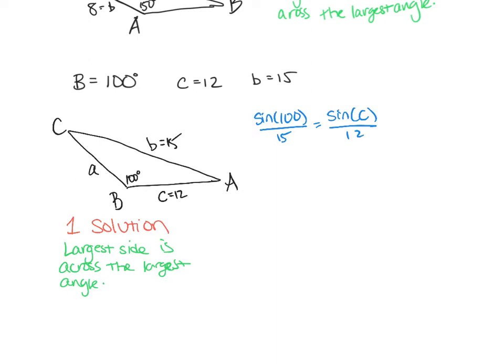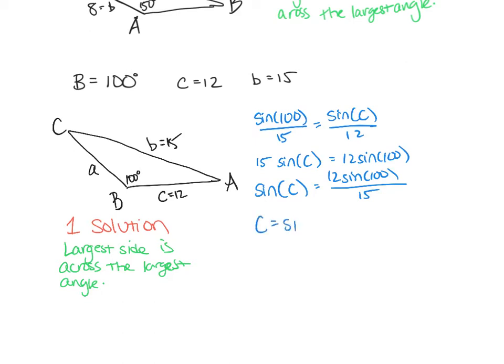So from here I'm going to cross multiply. We'll have 15 times sine of C is equal to 12 times sine of 100. And we'll divide both sides by 15, so we'll get sine of our angle C is equal to 12 times sine of 100 divided by 15. Then finally, to get our angle C by itself, we have to sine inverse both sides. So we'll have C is equal to sine inverse of all of this. Now that I have the variable by itself, I can plug everything in all at once, and we're going to get that C is 52 degrees.